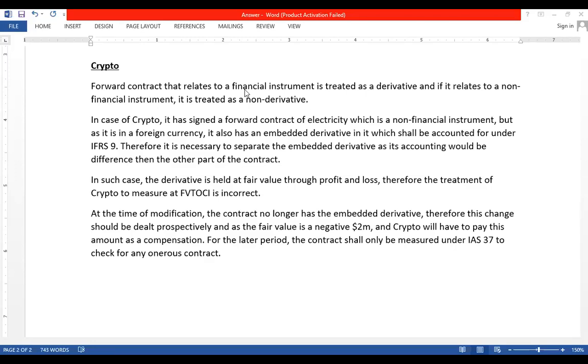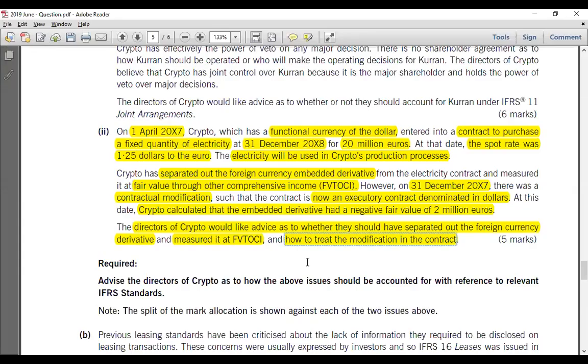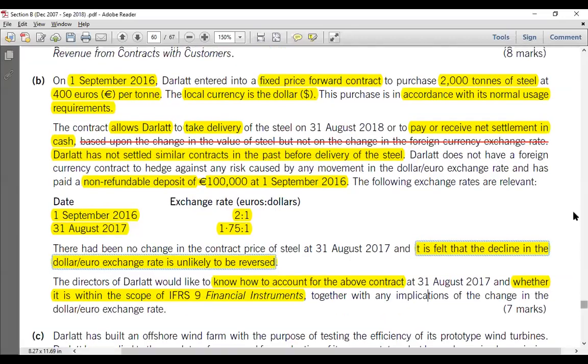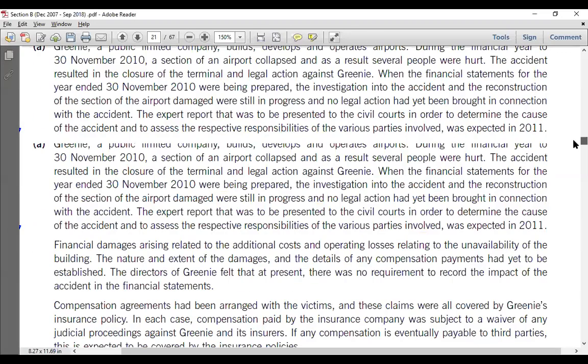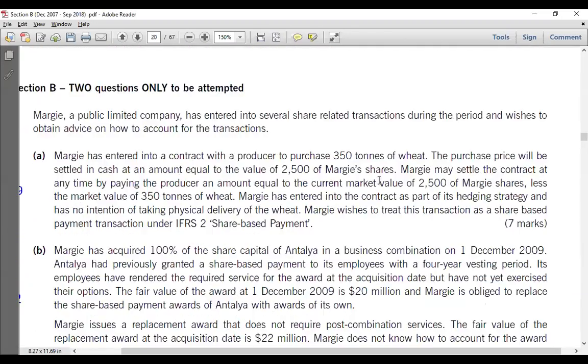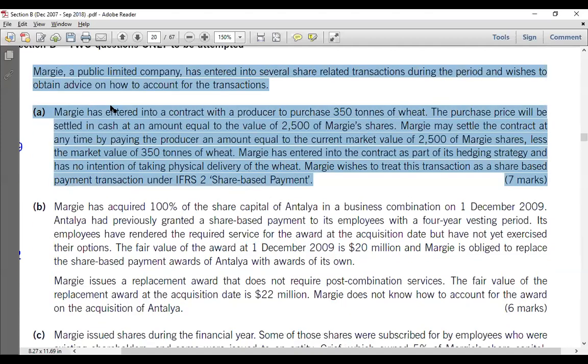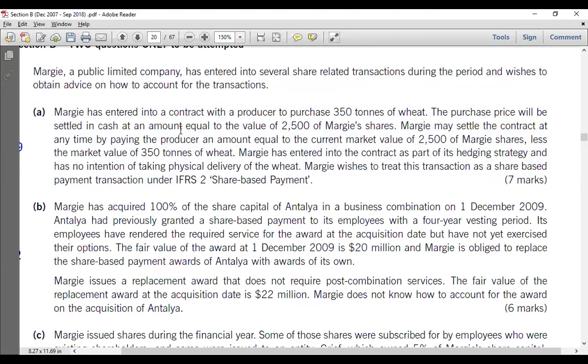Cindy is saying 2 million, from where did it come? Cindy, 2 million, is that this amount, negative fair value of 2 million? Imran is saying, please, one more question of IFRS 9. Imran, if you want one more question, you can actually solve the question of Margi. This part of the question is also IFRS 9. You can try this as well. So you can take the snapshot.